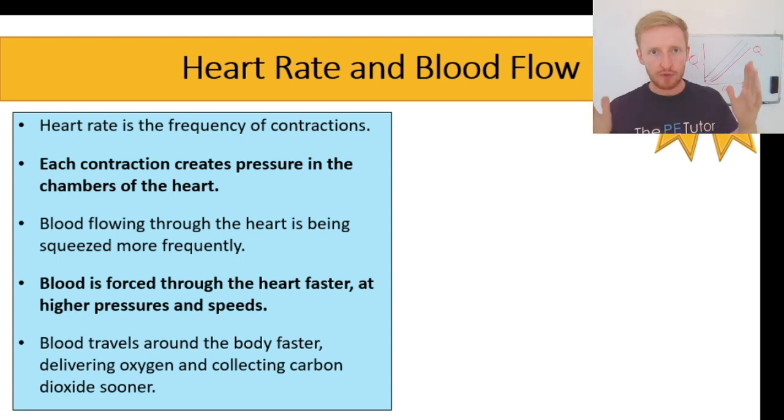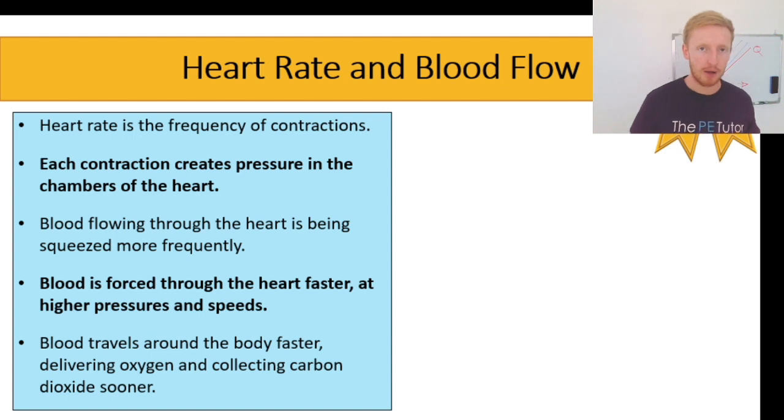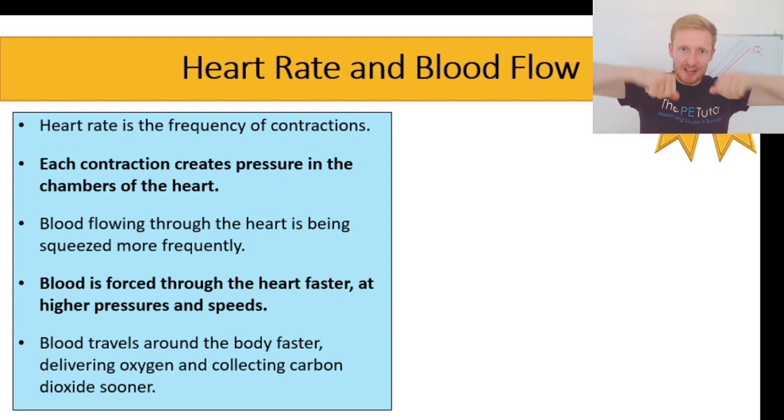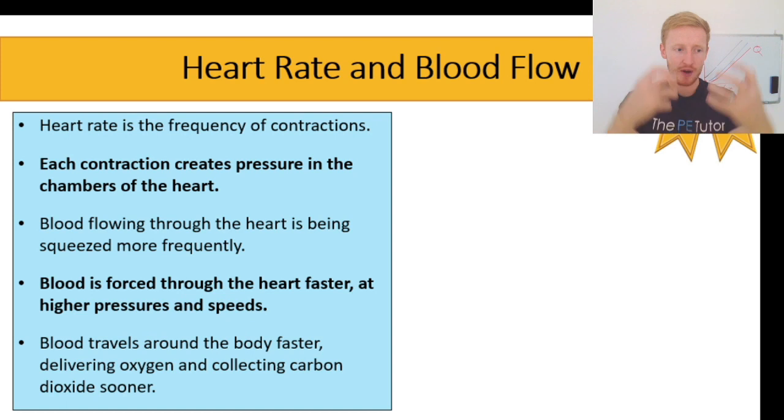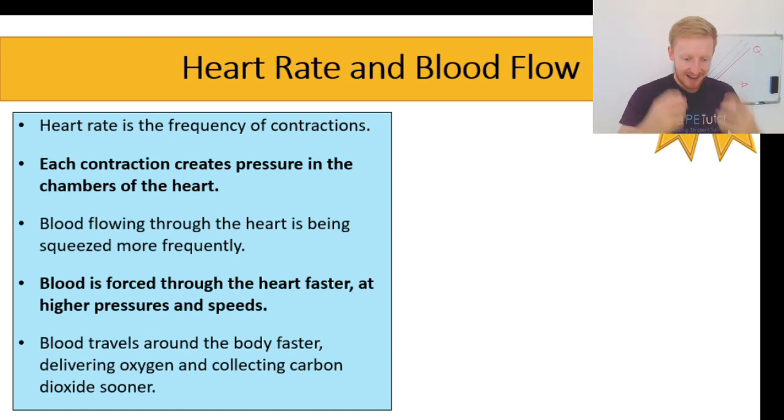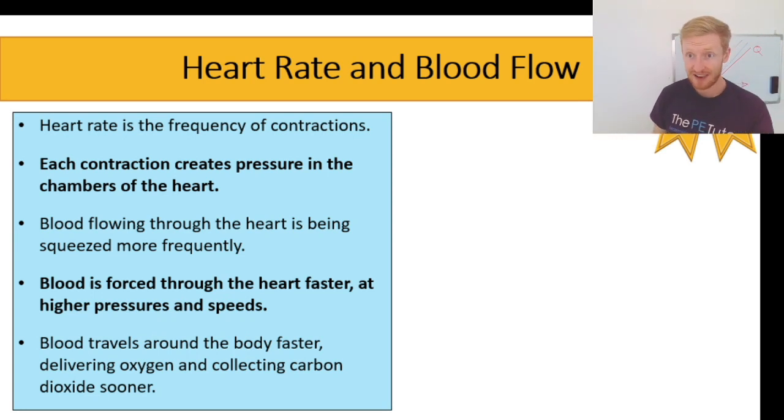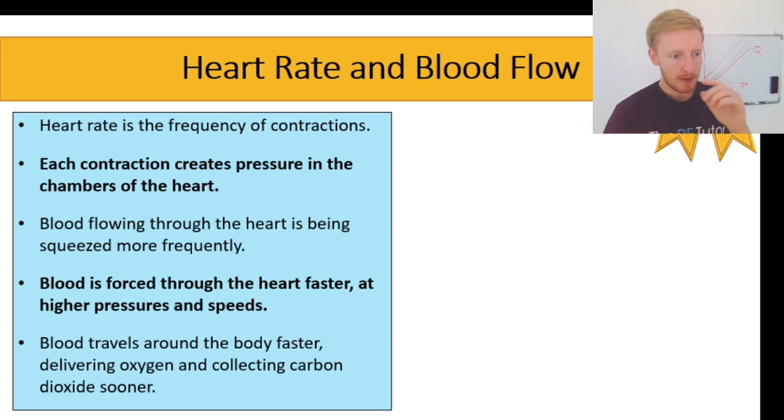Well, it's a similar sort of concept with our heart and blood flow, blood speed and blood pressure. The more frequently we contract, the more frequently we apply pressure to the blood, the less chance we give the blood that is moving to slow down. And this cumulative effect starts to occur. This build-up of force applied to the blood increases its speed. So looking at that last point there in the blue box, blood is travelling around the body faster.